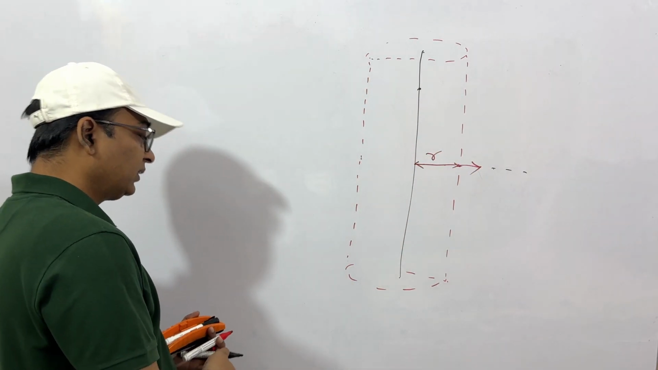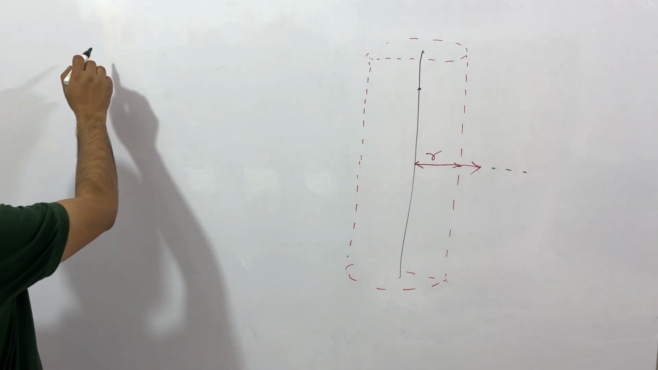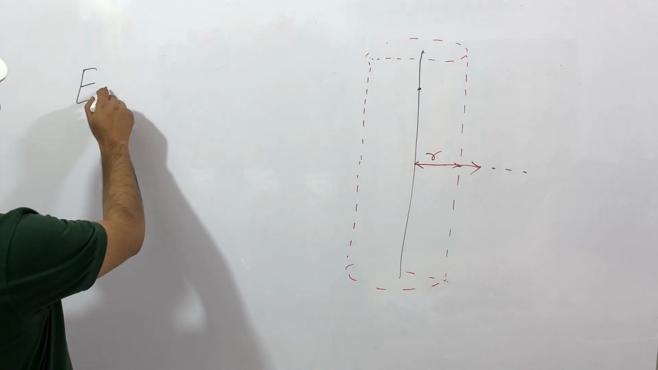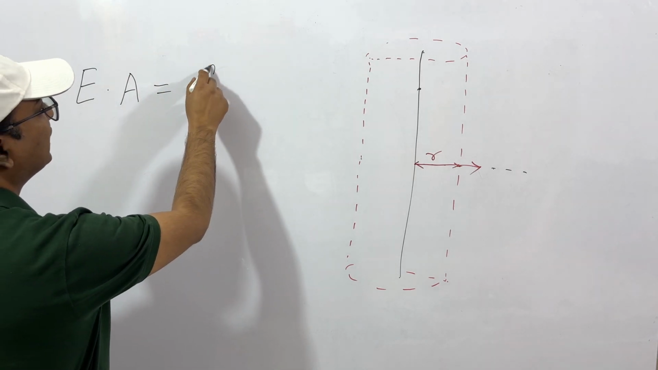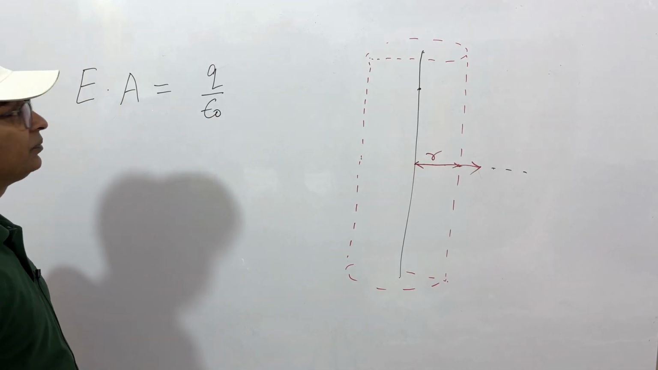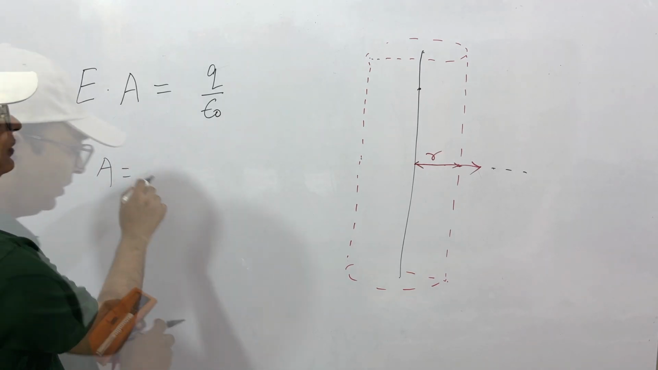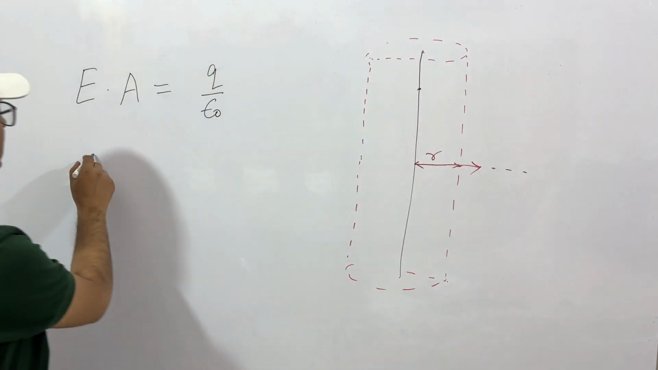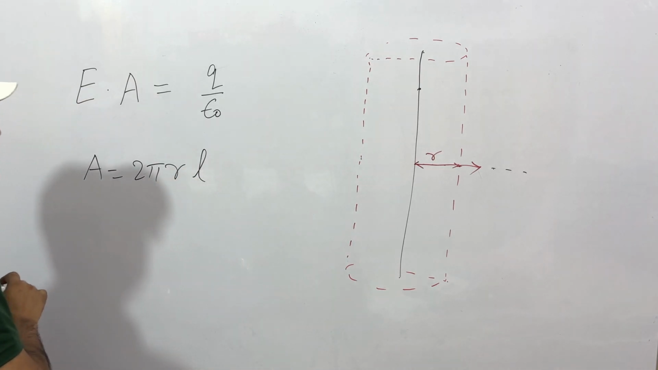Using Gauss's law, let the electric field intensity be E. I'm not using an arrow, so this means the magnitude of the electric field. So E into the area of the Gaussian surface equals the total charge enclosed, Q, divided by epsilon 0. Now, what is the area A of this cylinder's curved surface, not the ends? If the radius is r, it is 2 pi r into L, the complete length.